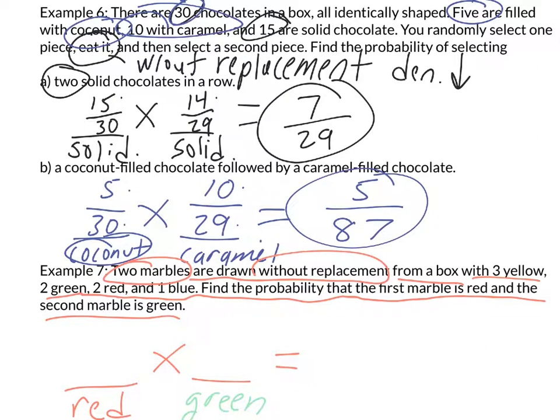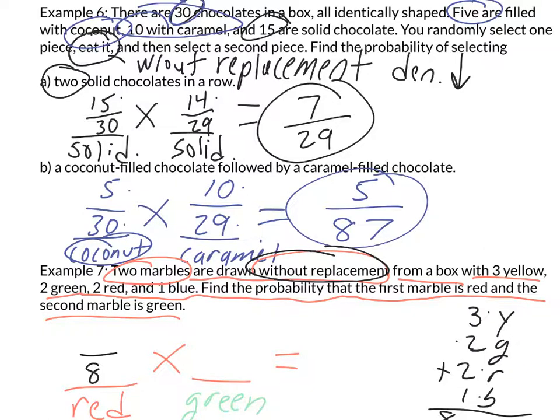Let's see, they did not give us the total number of marbles, so we got to add everything ourselves. So there were 3 yellow, there were 2 green, 2 red, and 1 blue. So when I add that up, 3 plus the 2 would be 5, plus the 2 is 7, plus 1 is 8. There are 8 total marbles. Without replacement means after I get one of those 8, I will be down to 7. The denominator goes down when it's without replacement. First, we want a red marble. There are 2 red, so you have a 2 out of 8 chance at getting a red marble.